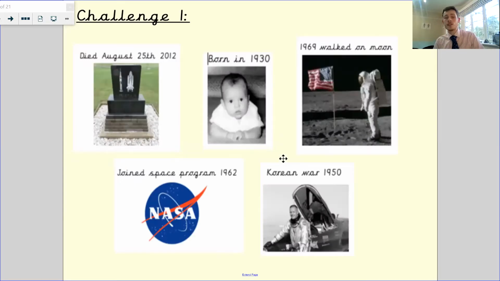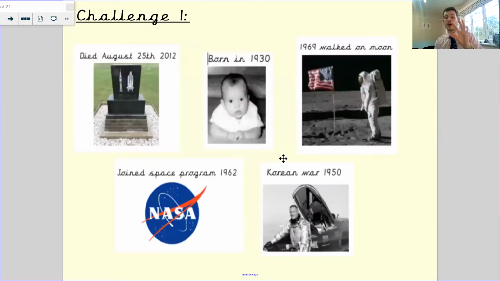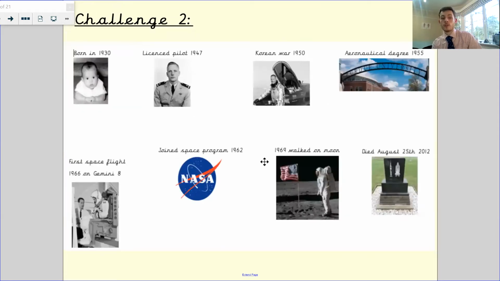And here you go. Here are the pictures that are going to help you. So you need to order them. You need to put them in the right order, okay? So you can pause the screen here. You could also pause the screen on this one to see what you need to make it look like. But these are the ones that I've mixed up, so you need to put them in the right order. That's your challenge one. If you've got a challenge two, this is the next one. So you've got 1930, and it goes all the way 1947, 1950, 1955, 1962, 1966, 1969, 2012. And these are the ones that I've mixed up. So you need to put them in the right order.